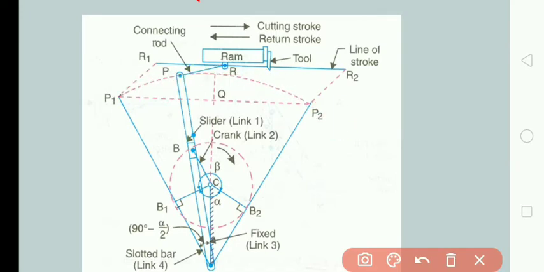To the end of point P we attach the ram. So when P oscillates between P1 and P2, the ram R will oscillate between R1 and R2. Hence we get the reciprocating or oscillating motion. And the forward stroke or working stroke will be at a slow rate, because the angle turned by the crank during the forward stroke is more than the angle turned by the crank during the return stroke. That is how a quick return motion mechanism works.